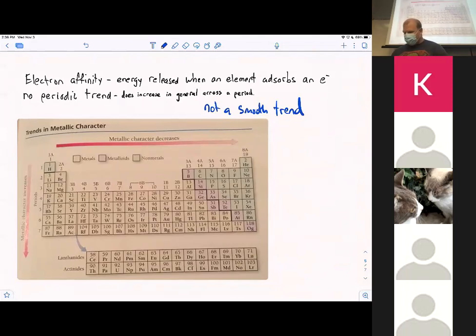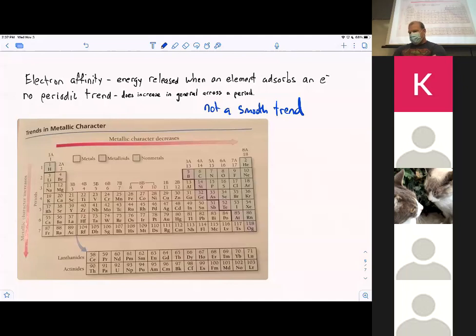And now that we have this awesome thing with periodic trends, that means we can have everything. The periodic table tells us everything we could ever want to know. And this is not true either. Electron affinity is the energy released when an element absorbs an electron. So when you give elements electrons, sometimes they release energy, sometimes they don't. Sometimes it takes some energy. And the thing is that there is no periodic trend. Some of them are just all over the place. It does tend to increase in general across a period, but it's not a smooth trend.